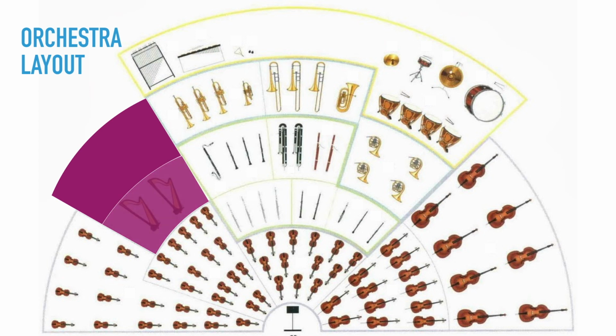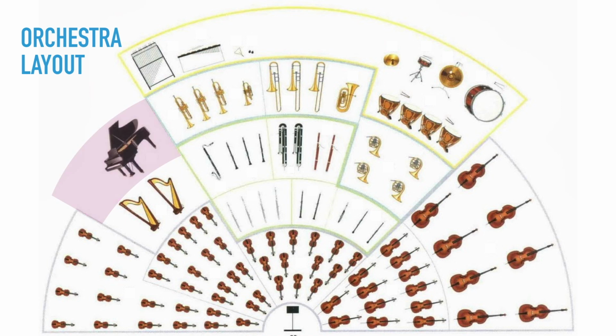Over on the left, we'd have some harps, one or two harps, and if you've got it, a piano over on the left. So that's it. That's the orchestra. They sometimes have a little bit of a different layout, but it would generally look something like this.